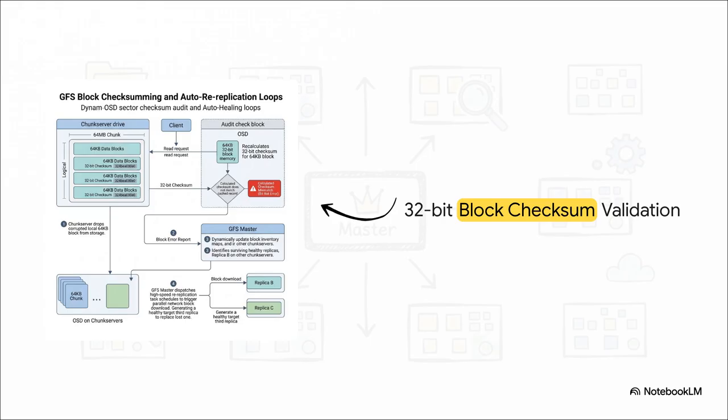To catch this, chunk servers divide their 64 megabyte blocks into smaller 64 kilobyte sectors, and each one is stamped with a 32-bit CRC checksum. When a client requests a read, the chunk server dynamically recalculates that signature right in memory before ever sending the data. If the recalculated checksum doesn't perfectly match the stored record, boom, it's caught. The chunk server immediately drops the corrupted block, returns an error to the client, and reports the rot to the master. The client, meanwhile, just seamlessly redirects its read to a healthy replica.